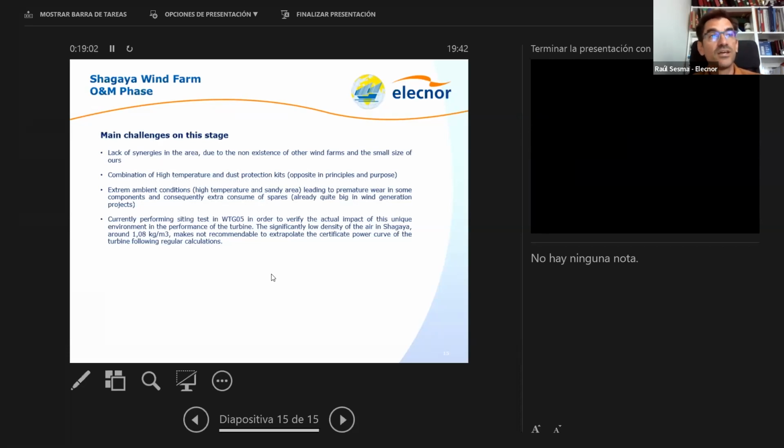And after that, to study this data and check if maybe we need to change the pitch strategy, mostly in the low wind area of the power curve. So we are performing this test right now, which we expect will provide very good information for Kisher and all the Shagaya stakeholders to invest in the future also in wind turbines. And that's all from my side.